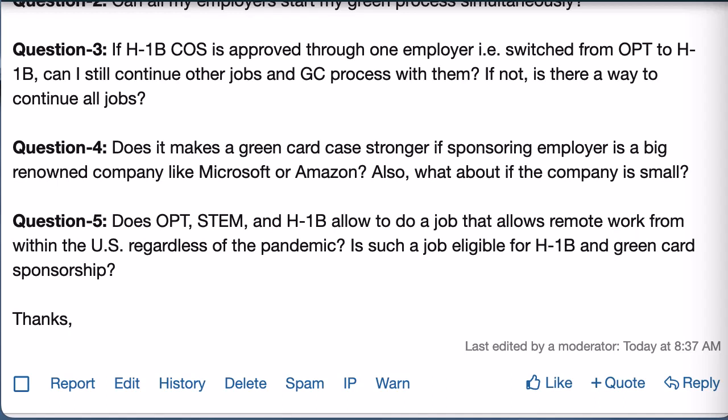But he wasted his OPT already. He already graduated. No, ma'am. I'm not talking about OPT. I'm talking about CPT, curricular practical training. Oh, okay, I see.